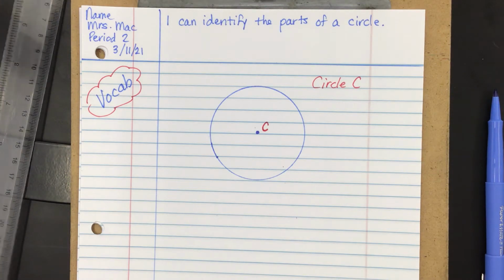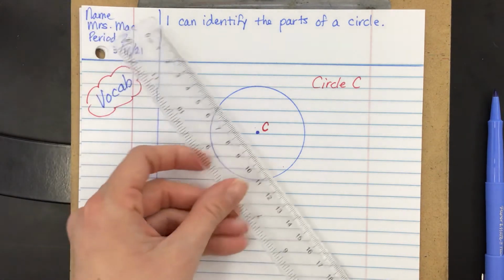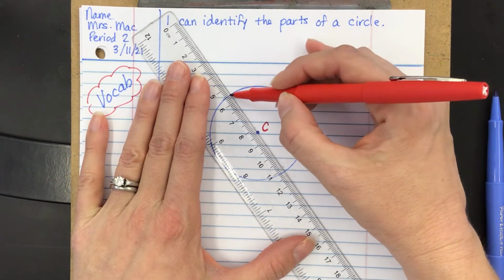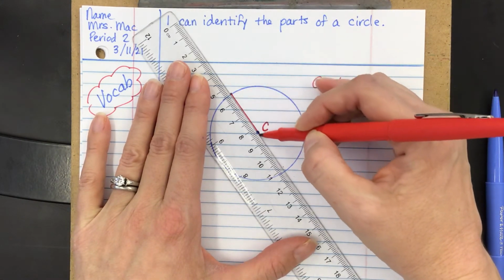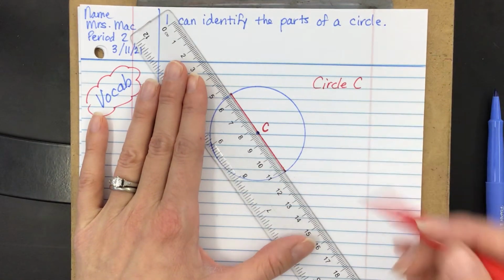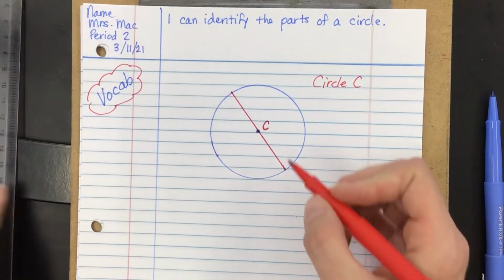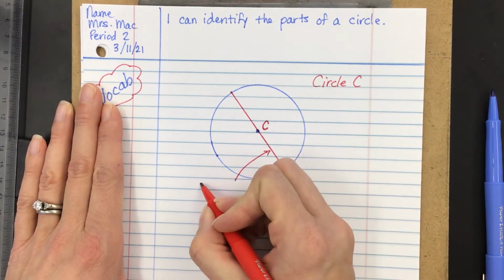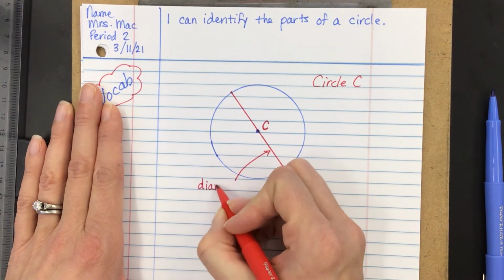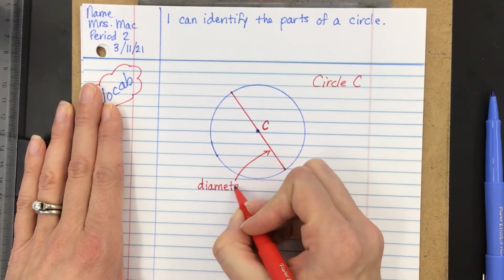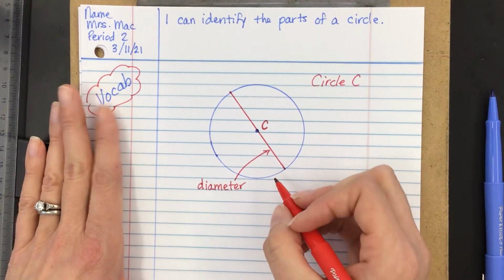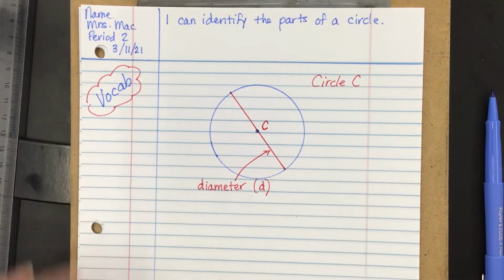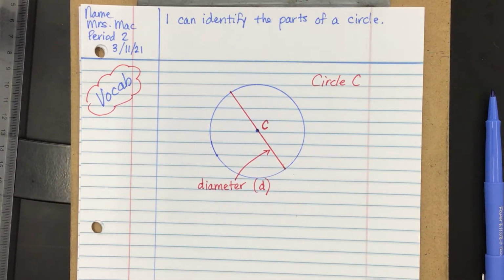Now the line that goes from touching one side of the circle through the center and touching the other side of the circle is called the diameter. The variable that we use for diameter is D. I know, surprising, right? Okay.